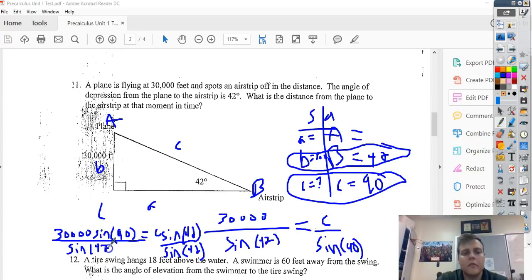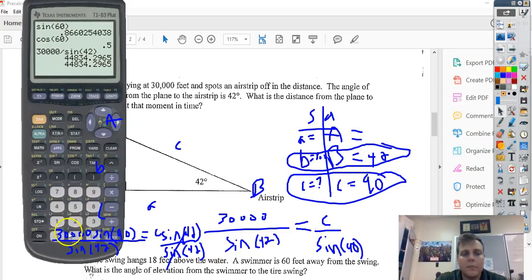Okay. So then, I'm going to get C by itself. So all this side just needs to go into a calculator. So I could type in 30, once again, times sine 90, divided by sine 42. Press enter. And I get the same exact answer that I got earlier.